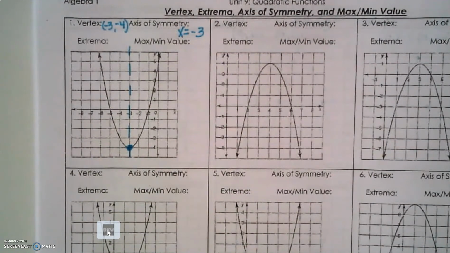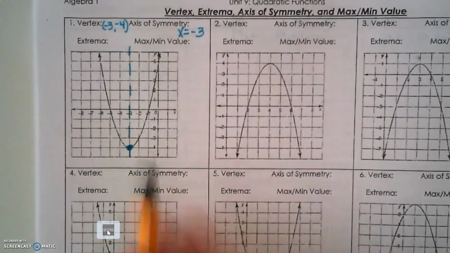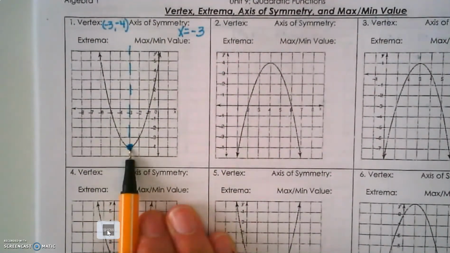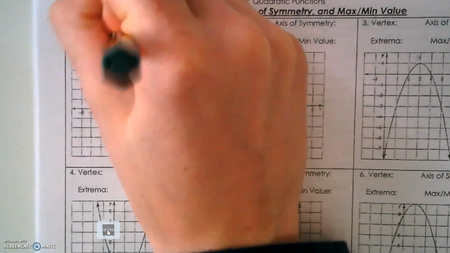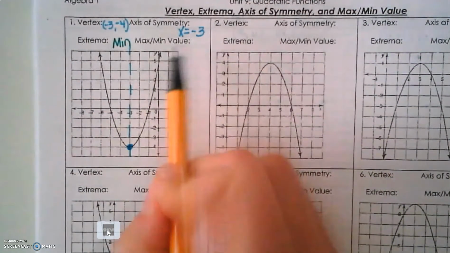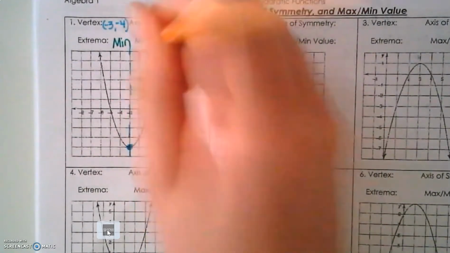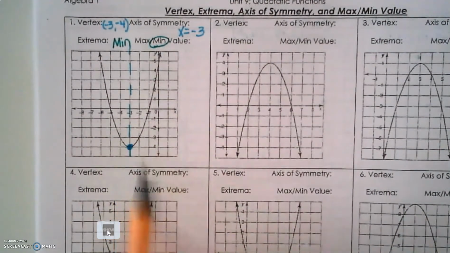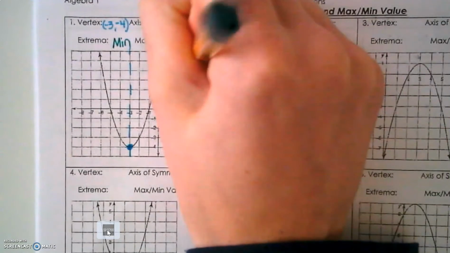Extrema is just another name for maximum or minimum. Looking at this point here, that's a low point. That means I have a minimum. And that minimum value is at the y value of my vertex. So that's at -4.